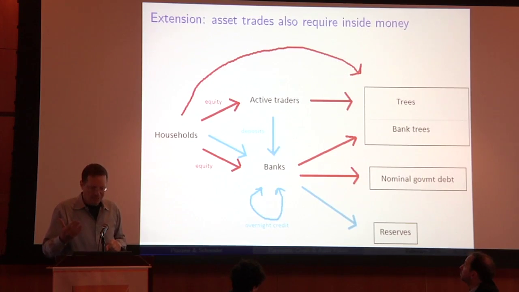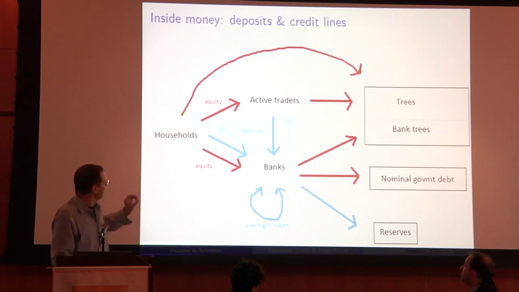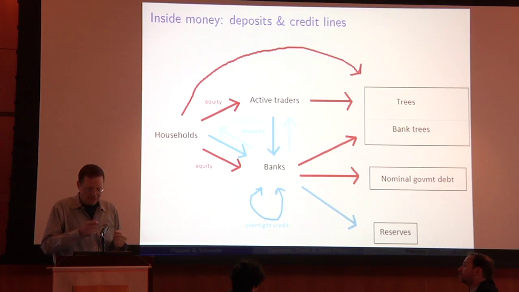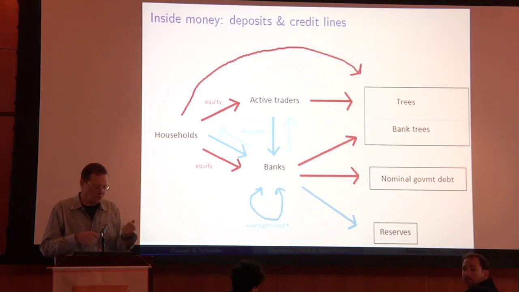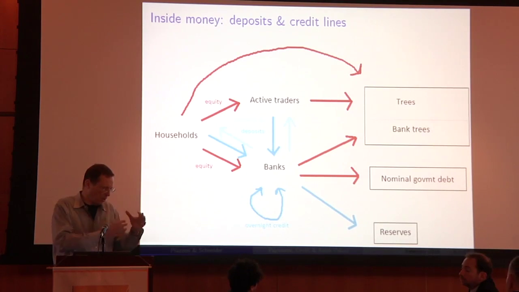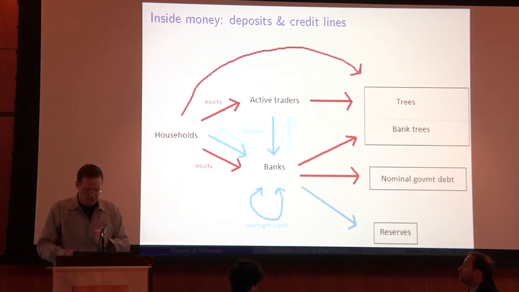Now then, we're going to have an extension in which the asset trades are also going to require inside money. So there's a bunch of asset management firms that actively trade, and households invest in those. And then those also require liquid instruments from banks in order to run their strategies. The model is set up so that the holding of deposits is equivalent, at the appropriate pricing, to the banks providing credit lines to either households or active traders. So when we say payment instruments, you should think broadly of not only a broad money supply, but also unused loan commitments that are outstanding and that can be quickly used to pay.